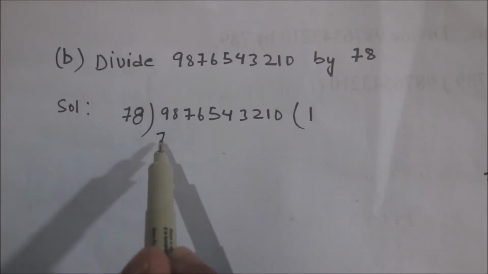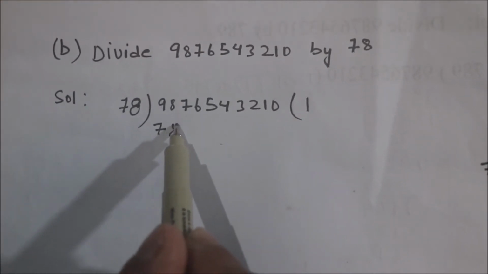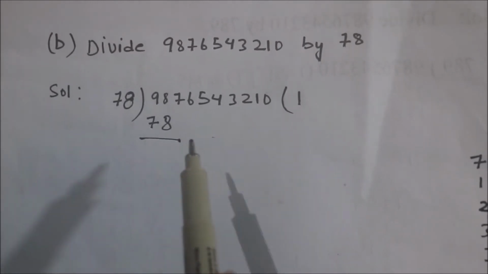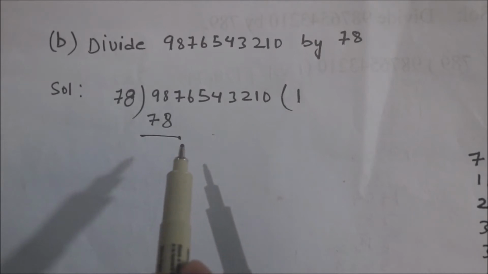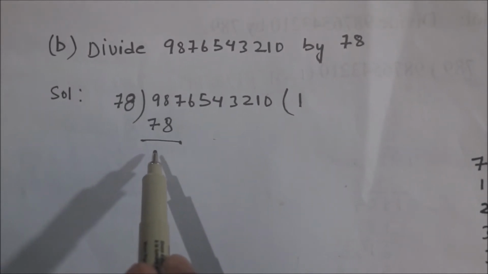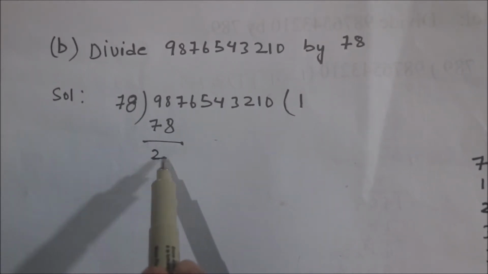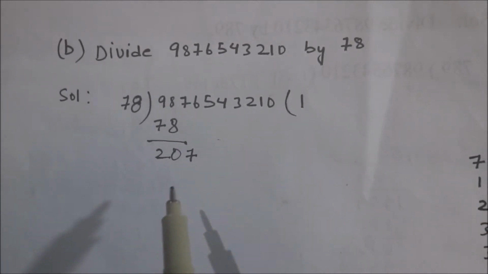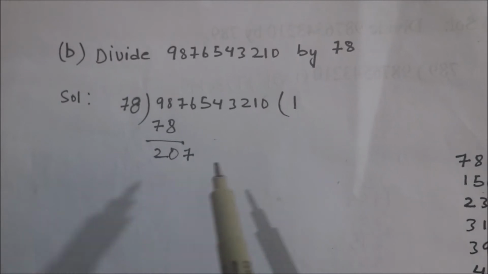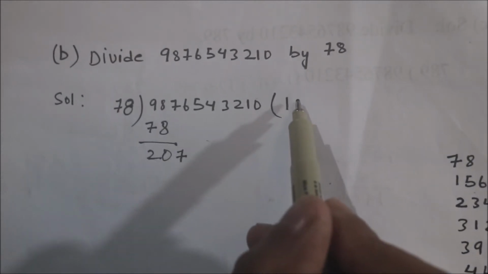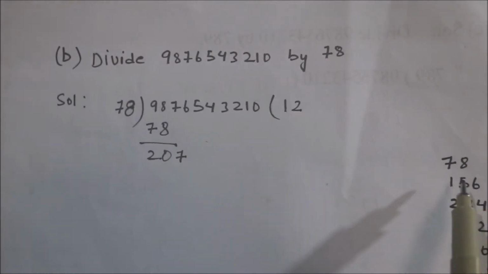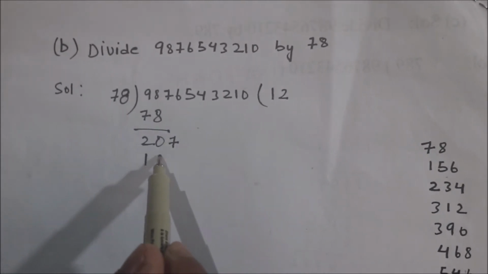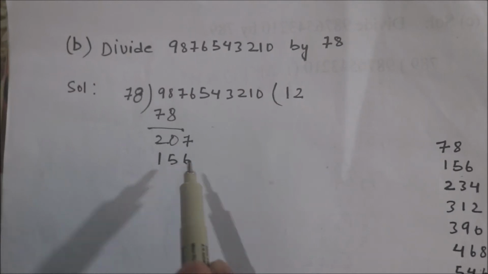We write here 1. Write here 78. 8 minus 8, 0. 9 minus 7, 2. Bring down the next digit, 7. The nearest multiple less than 207 is 156, which is the second multiple. You write here 2 and write here 156.